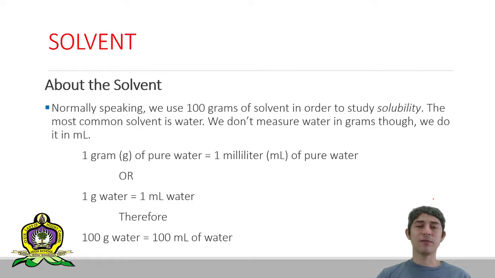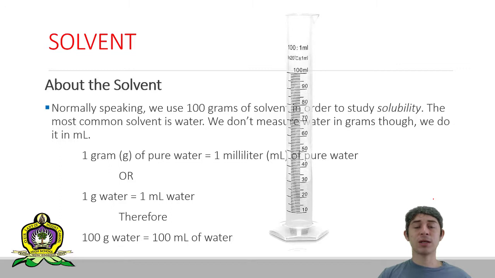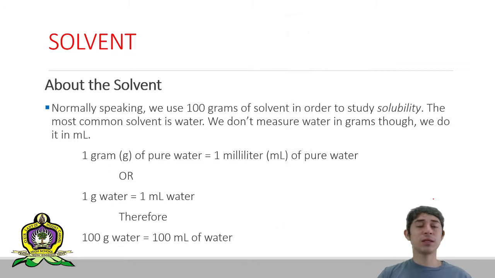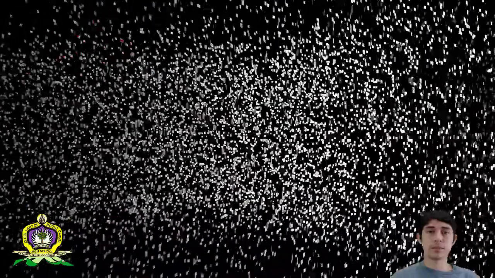So let me give you a brief conversion here. 1 gram of pure water is equal to 1 milliliter of pure water. This means that if we have 100 grams of water, that is equivalent to 100 milliliters of water that we can measure in a measuring cylinder. We can also measure it in a beaker. So it's easier to measure in milliliters. I apologize for the definition.